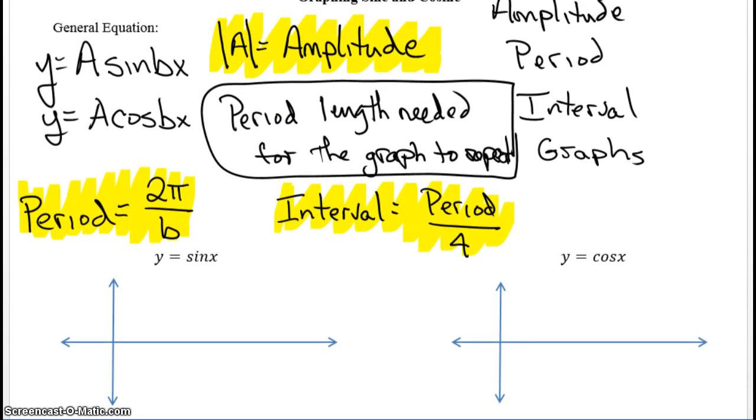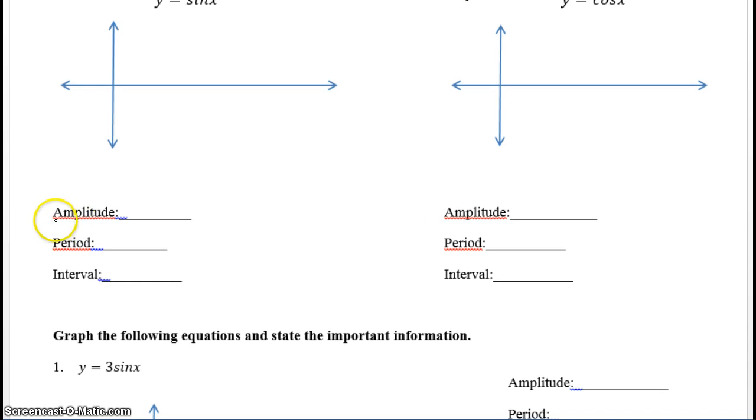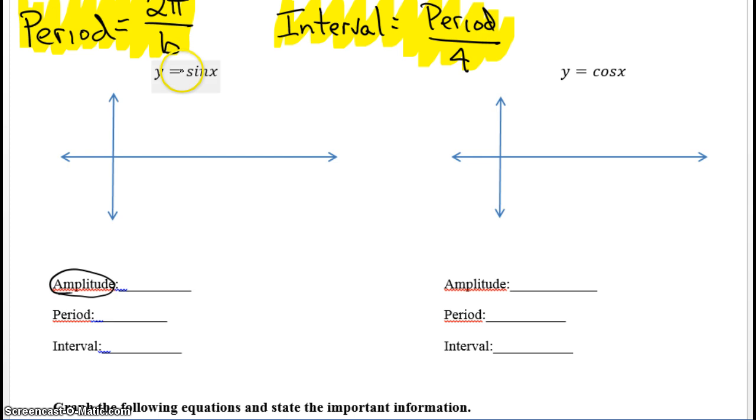And the first thing I want to do is figure out what is the amplitude. Okay, what is the amplitude of this graph? And that's found, remember, by looking at the number in front of the function, which in this case is 1. So the amplitude of my graph is 1.